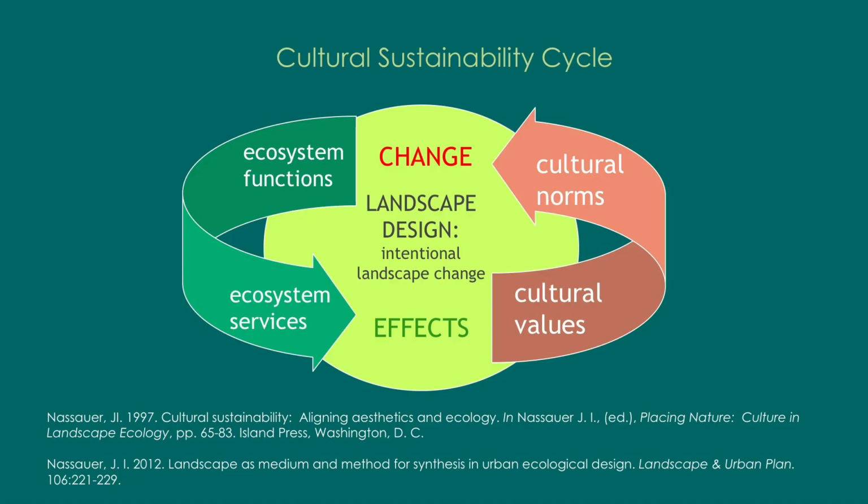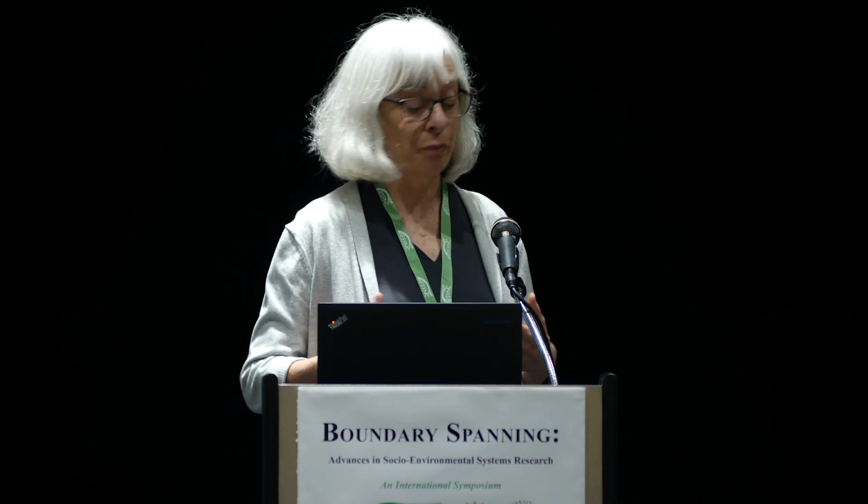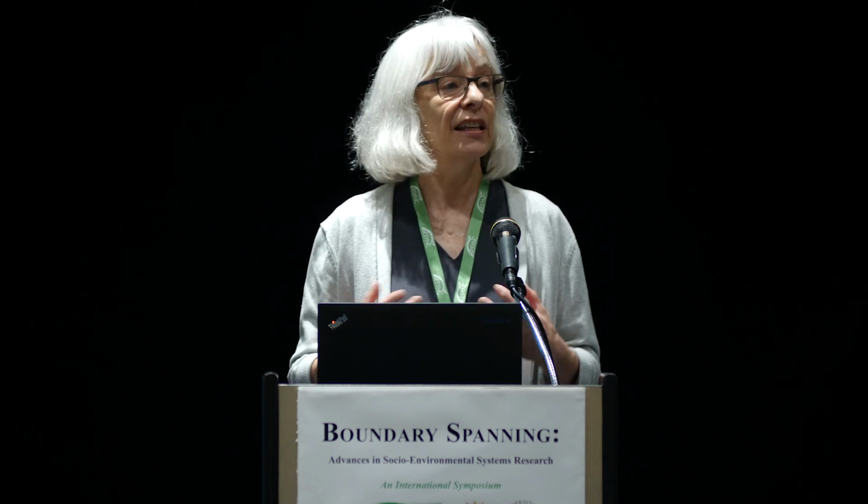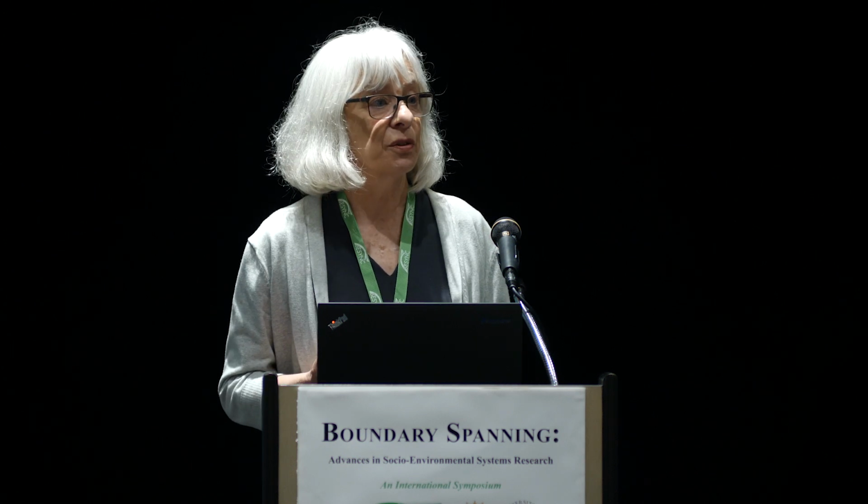This diagram from a couple of papers where I've developed this idea of the cultural sustainability cycle implies that if we put landscape, this perceptible realm, in the middle and begin to use it strategically, we will make intentional landscape changes. We will design products, stuff, in a way that reflects people's cultural values, therefore is accessible, tangible. It reflects their cultural norms, but if we're the designers, it also is aligned with, and the key word here is aligned, it's not the same as, it is aligned with the underlying environmental functions that we aim to protect, the ecosystem functions we aim to protect, and the ecosystem services and their effects that we'd like to sustain.